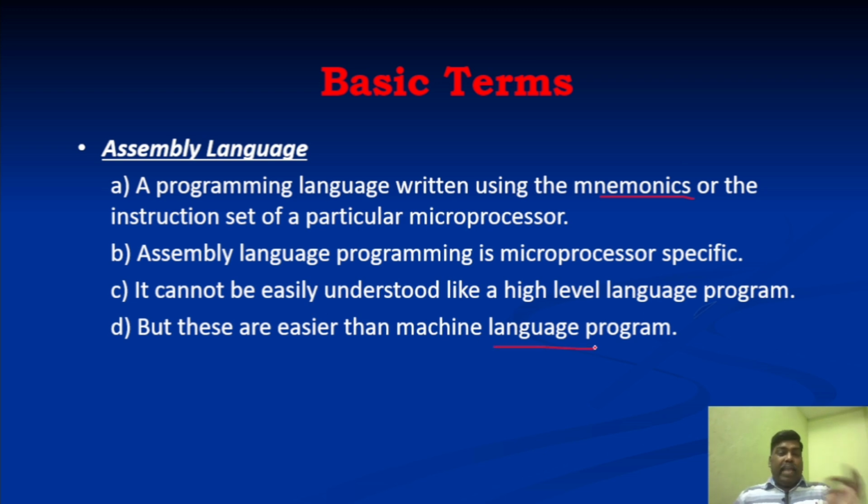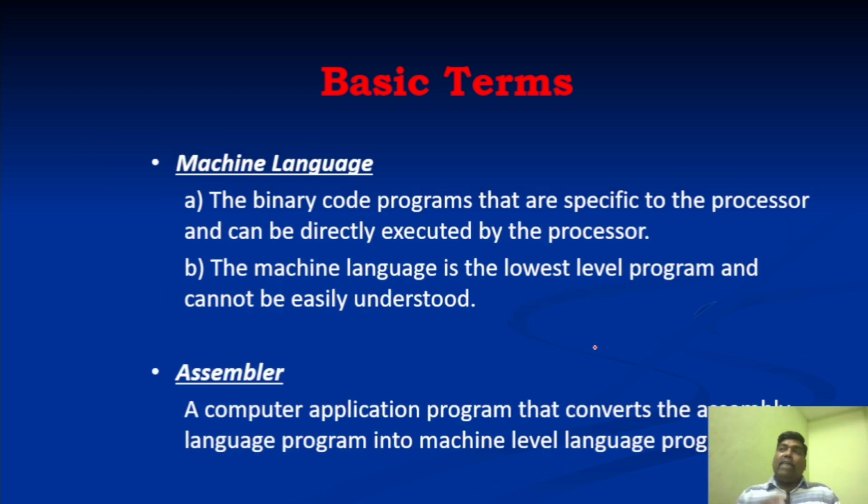And what is a machine language program? You can see the machine language program is the one which is understood by the processor. So whatever instruction you give, it will be converted to a machine language program, right? A machine language program is a binary code program, specific to the processor, that can be directly executed by the processor. Machine language is the lowest level language and cannot be easily understood by us, but the microprocessor or controller can understand only machine language programs. So there should be some converter.